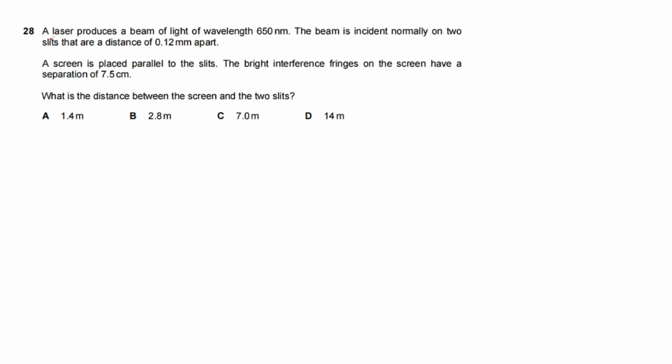Question number 28. A laser produces a beam of light of wavelength 650 nanometer. The beam is incident normally on two slits that are 0.12 millimeter apart. A screen is placed parallel to the slits. The bright interference fringes on the screen have a separation of 7.5 centimeter. What is the distance between the screen and the two slits?